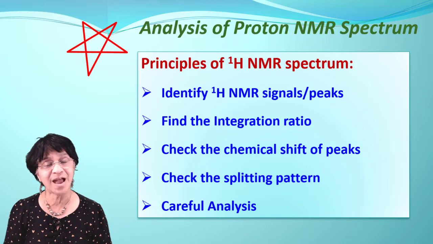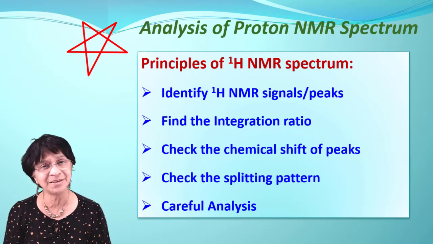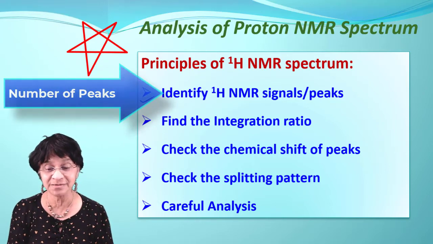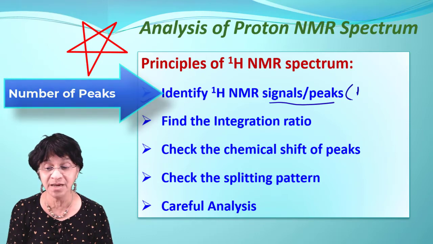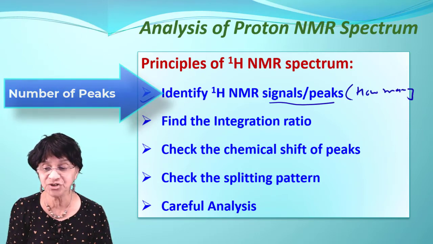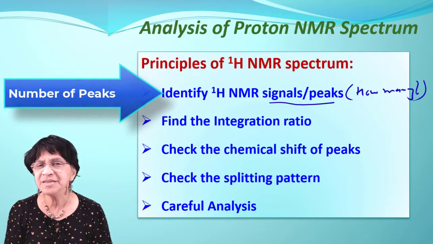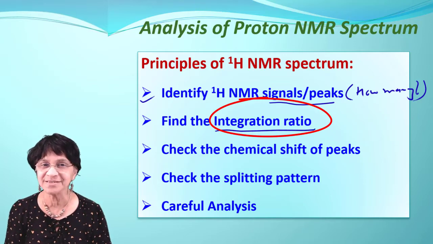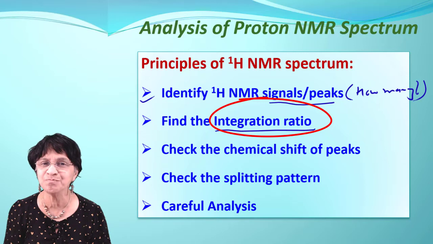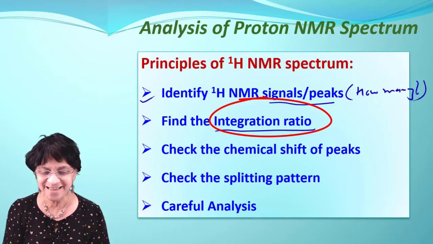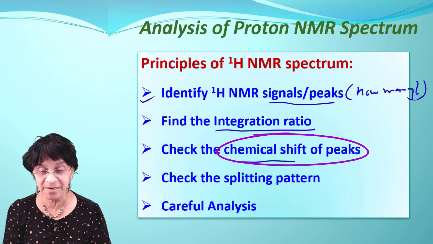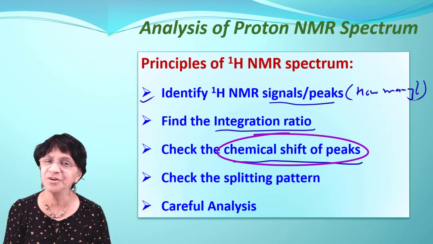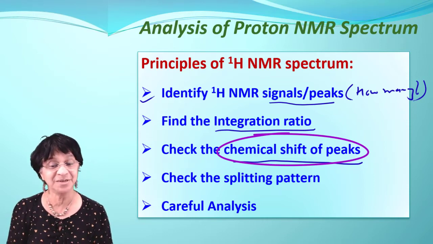When we say we need to analyze the NMR spectrum and look at the peaks, what exactly are we looking for? First of all, we need to identify the signal's peaks. How many is important information. So note down how many peaks are there in the NMR. Then you should find out the integration ratio of the peaks, because that will give you more information about the groups or the environments. Then we can find out the chemical shift of the peaks, which is very important, where the peaks appear, and that can also confirm the groups which we may have in our compound.